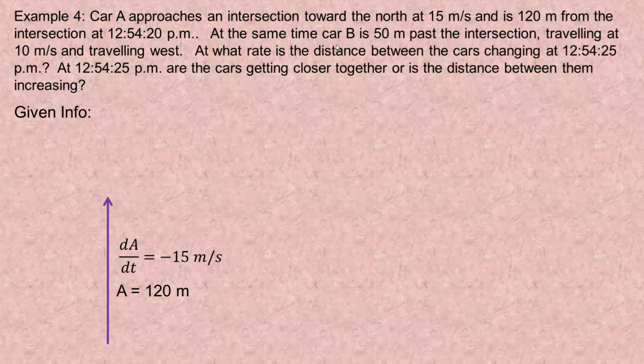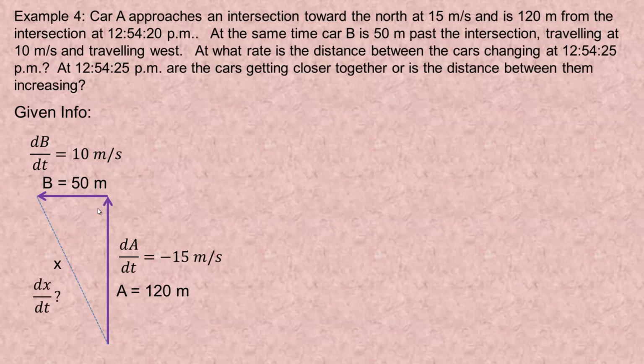At the same time, car B is 50 meters past the intersection, traveling 10 meters per second west. So it's going this way, so 50 meters past. And so if I'm calling this the distance B, then dB/dt would be the 10 meters per second. Now it's going away from the intersection, so this distance B is getting bigger, so that's why that rate would be positive. So I'm going to join these together, and I'm going to call that distance x.